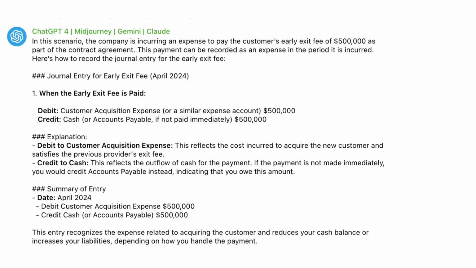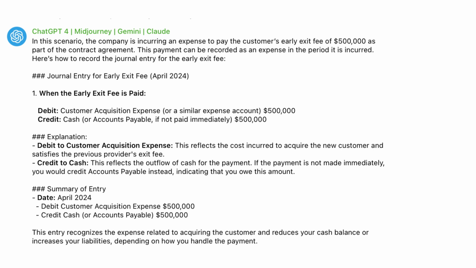Explanation. Debit to customer acquisition expense. This reflects the cost incurred to acquire the new customer and satisfies the previous provider's exit fee. Credit to cash. This reflects the outflow of cash for the payment. If the payment is not made immediately, you would credit accounts payable instead, indicating that you owe this amount. Summary of entry. Date: April 2024. Debit customer acquisition expense $500,000. Credit cash, or accounts payable, $500,000.